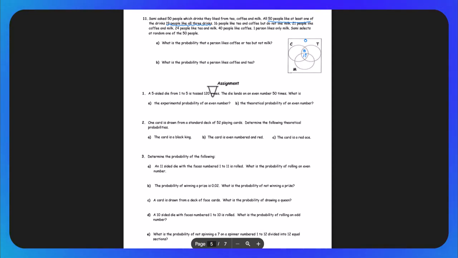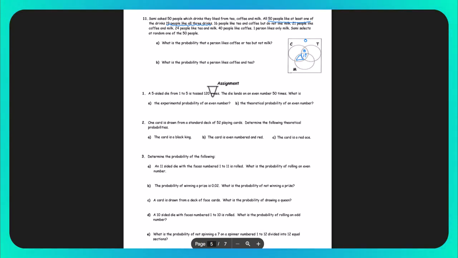21 people like coffee and milk. Okay, so coffee and milk would be this intersection piece down here. But now 19 are already included in the intersection of all 3. So to figure out what goes in this section right here, we actually have to subtract 19 from 21. So 21 minus 19, which is going to equal 2. So 2 people are going to be in here.